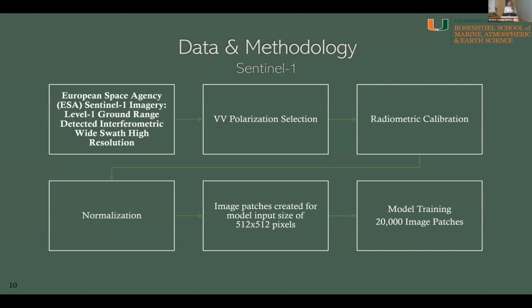So specifically choosing a polarization. This is particularly important because certain polarizations in satellites, when you're collecting data, are more sensitive to certain features on the ocean or Earth's surface. And then, of course, you have to calibrate your data. We need to make sure that the way we're looking at the data not only is important for the model to learn, but also for us to take things and learn from that. And then, of course, normalization. And we chose our patch size of 512 by 512 pixels.